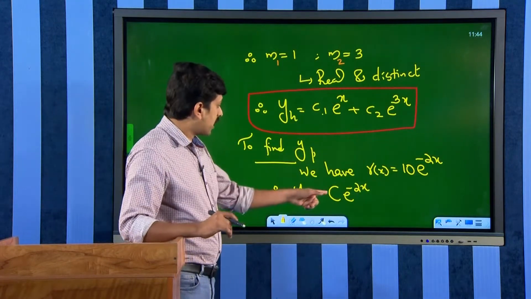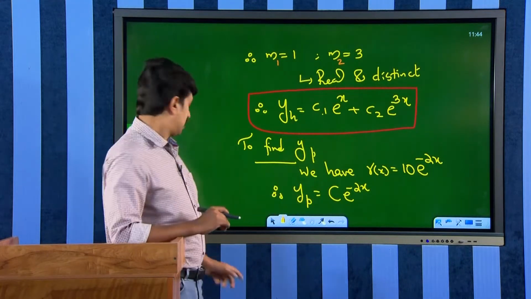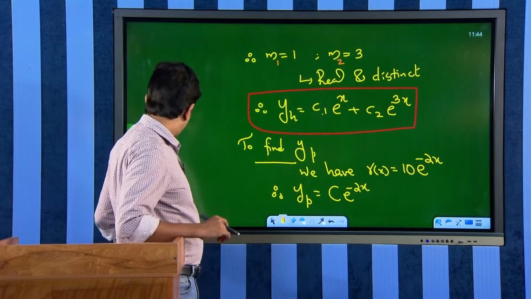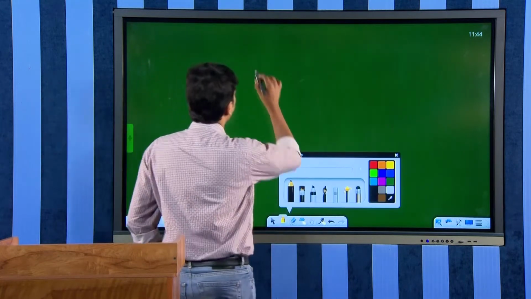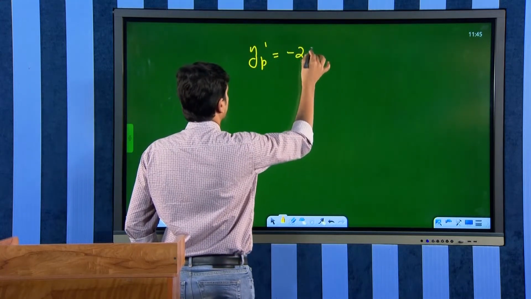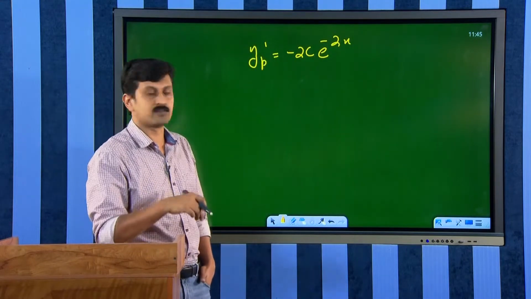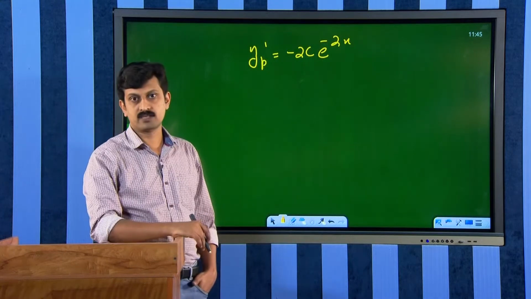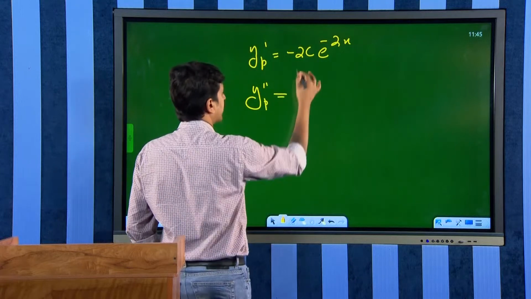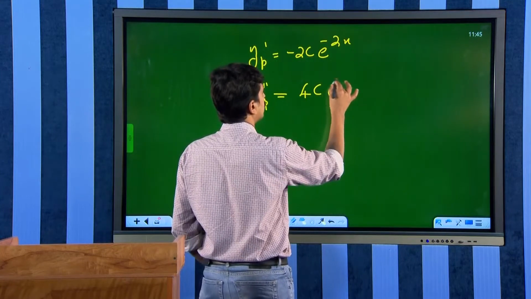See, dear students, to find the value of c, we just find yp dash and yp double dash, and then we will apply them to equation 1. Therefore, yp dash is equal to c e raised to minus 2x differentiated, that is minus 2c e raised to minus 2x. And finally, we will have yp double dash, which is equal to minus 2 into minus 2, that is 4c e raised to minus 2x.